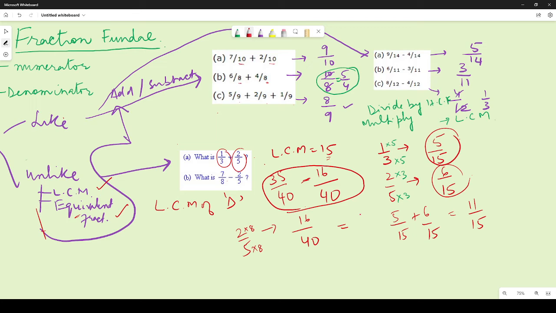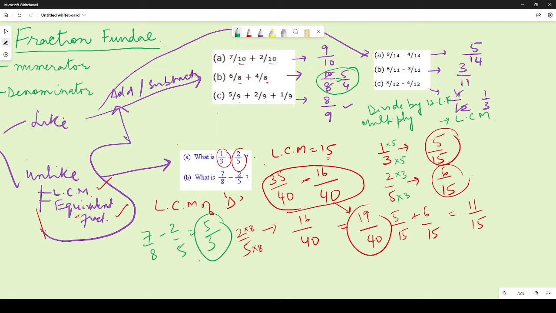And what is it that you are going to get? 19 by 40. So that will be your answer. You cannot simply subtract it. What most students do is they simply take this up, and the calculation that they do is 7 by 8 minus 2 by 5. They will subtract this. 8 minus 5 is 3, 7 minus 2 is 5, so they will come up with 5 by 3.